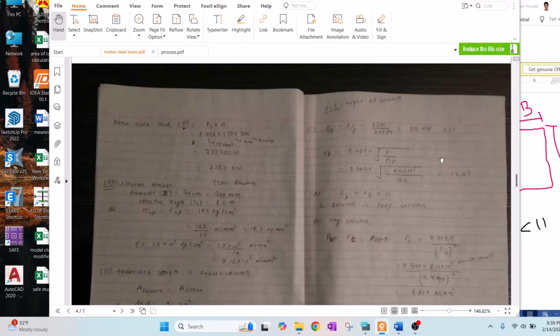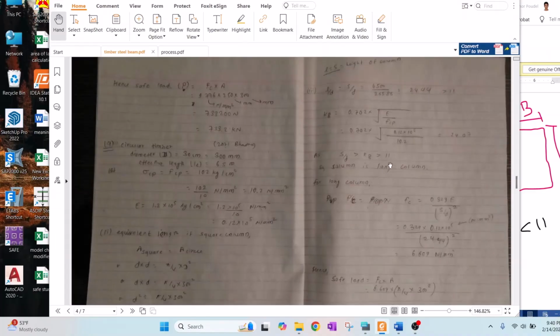So we need to calculate the value of k, in a similar way to what we discussed a couple of minutes earlier. So we calculate the value of k using that equation, and the value of k is 24.07. So the value of S by d ratio is 24.44, whereas the value of k is 24.07, which means the column is long.